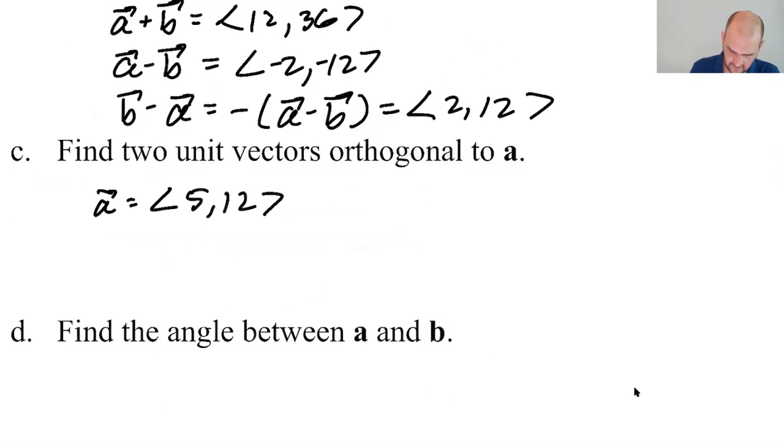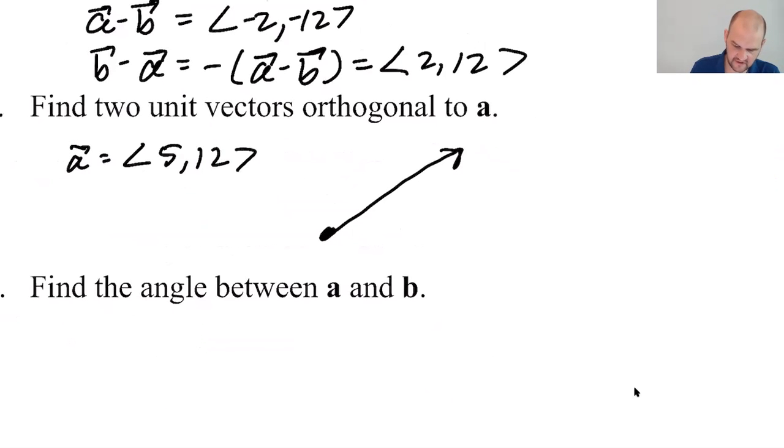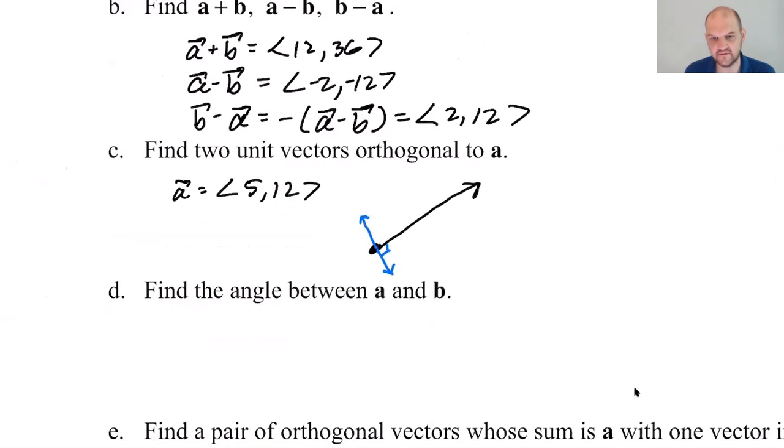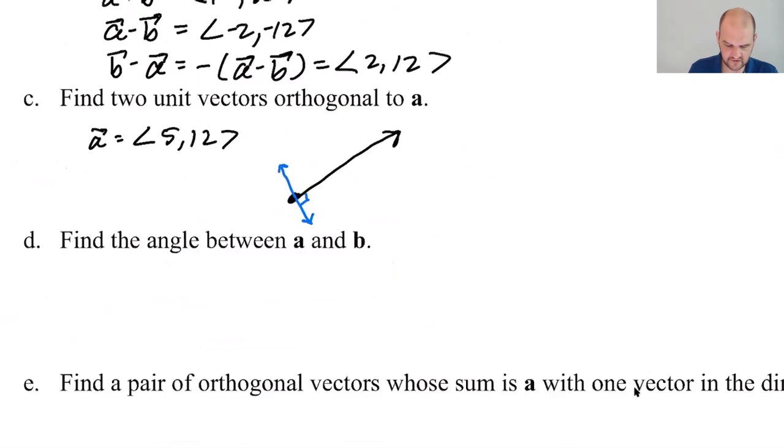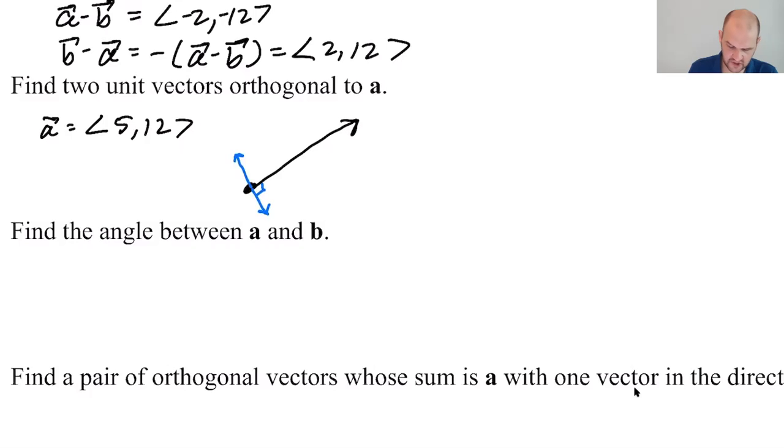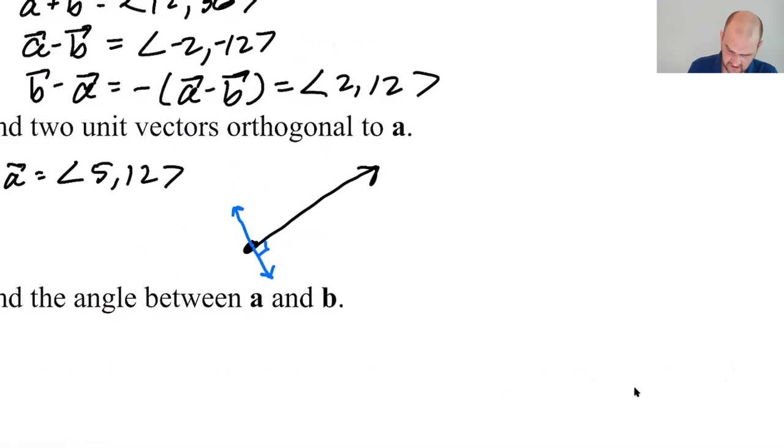All right, so A looks kind of like this, right? And I need two unit vectors that are orthogonal. One of them goes like this, and then the other should just go in the opposite direction, right? So if I can find one, I can find the other. So I'm going to use the swap and change trick.